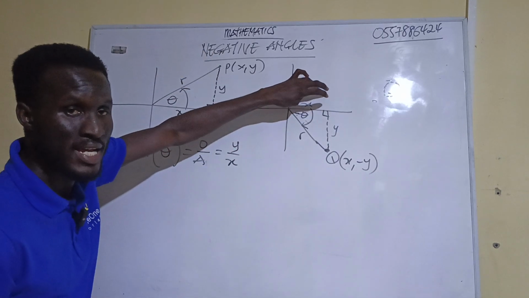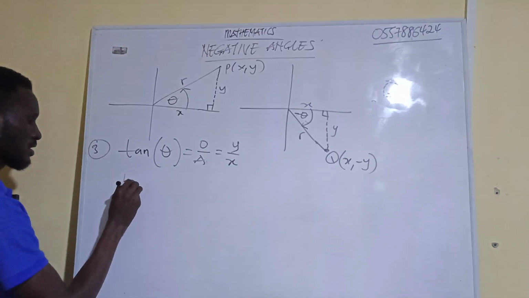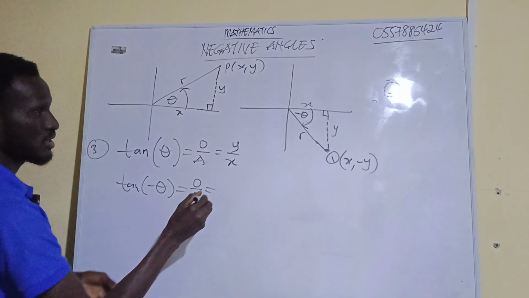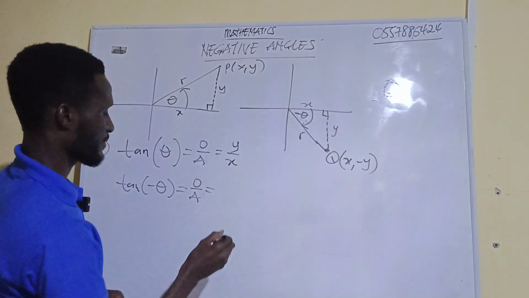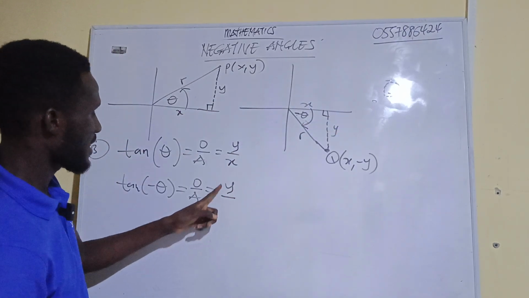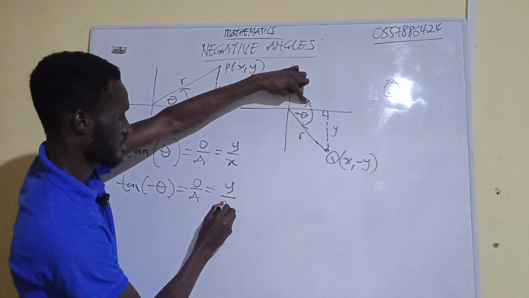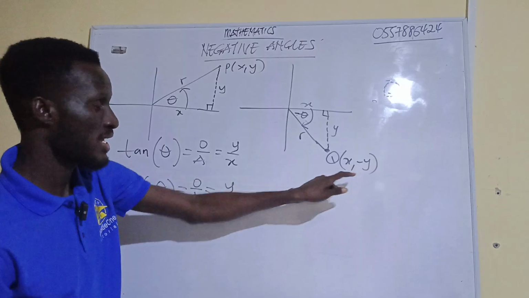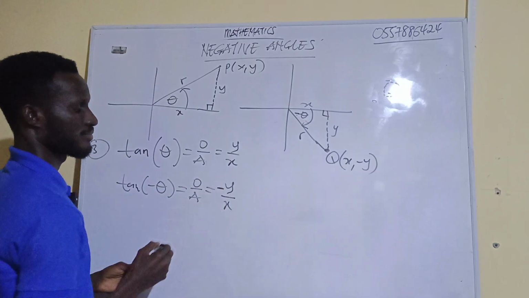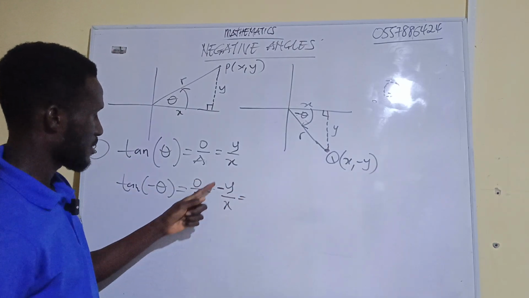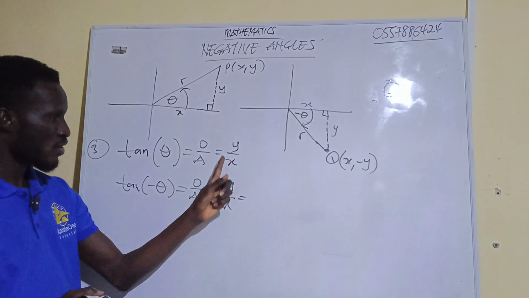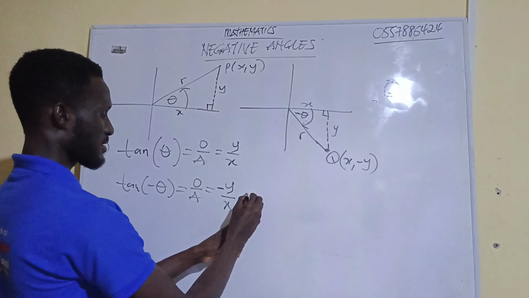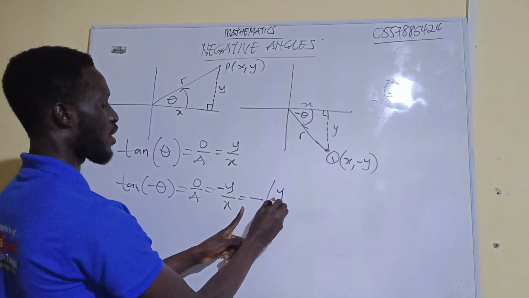Now let's consider this one, the negative angle. Tan of negative theta, opposite over adjacent. Now what is the opposite? Opposite is y. What is the adjacent? Adjacent is x. Now don't forget that at this particular point, the y is negative, so I need to negate this one. What does it mean? Tan theta is y over x. Tan negative theta is negative y over x. So I can write this one as negative y over x.